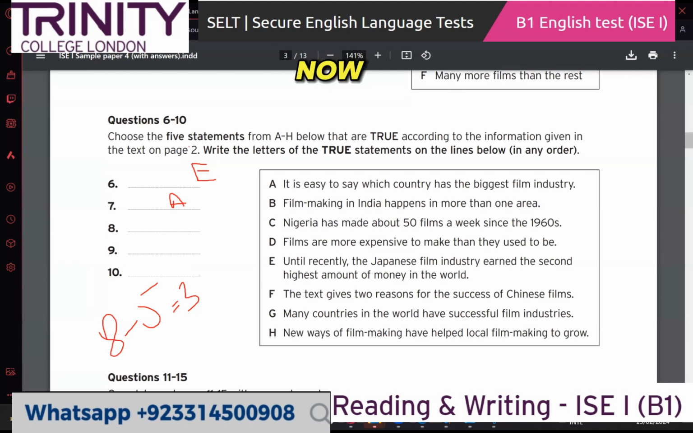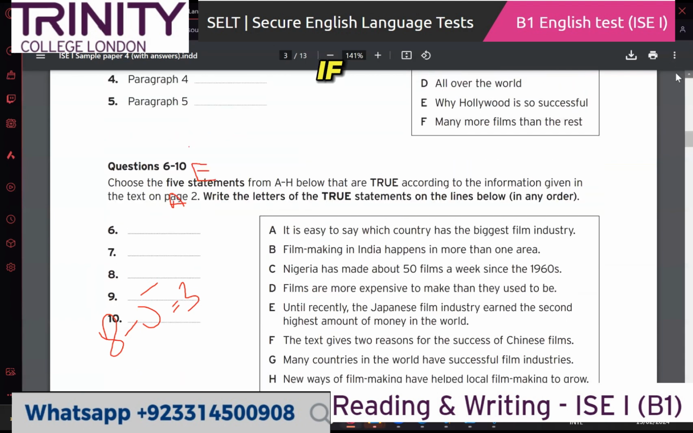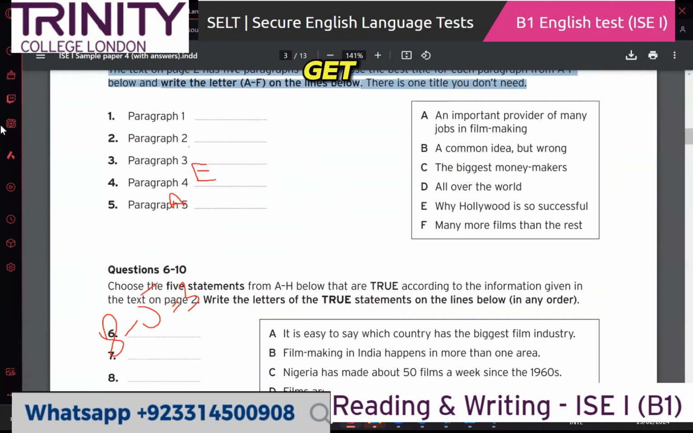It's so easy. But before we continue further, you must learn that if you want to pass in this, you need to get at least 3 answers correct in this section.